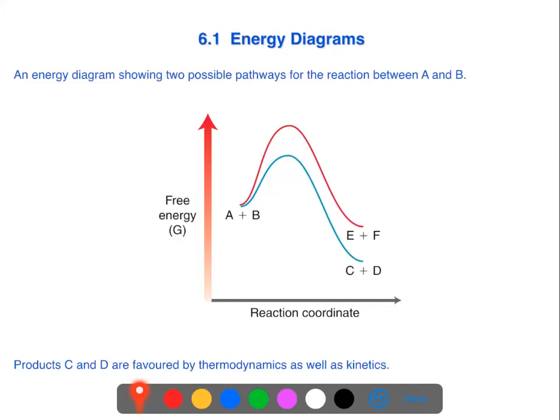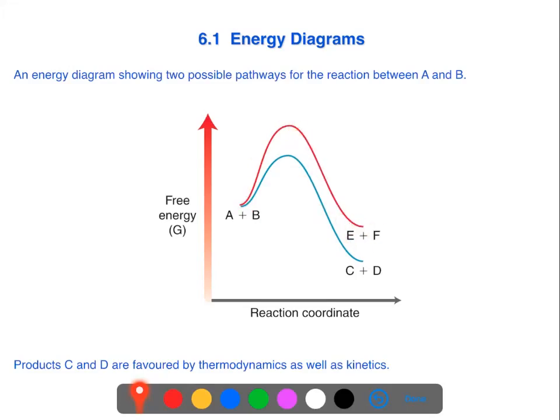And so if we were to predict which products would form, we would most likely choose C and D for two reasons. One, the activation energy is lower for the blue path. So there's less kinetic energy required for A and B to overcome this particular energy barrier. So that's going to increase the rate of the reaction. It's going to be more competitive with the red path. So the path of least resistance, in a sense, is the blue path as opposed to the red path.